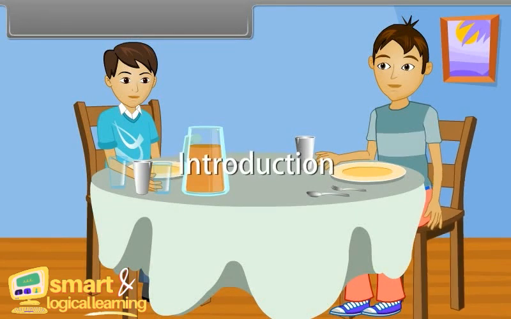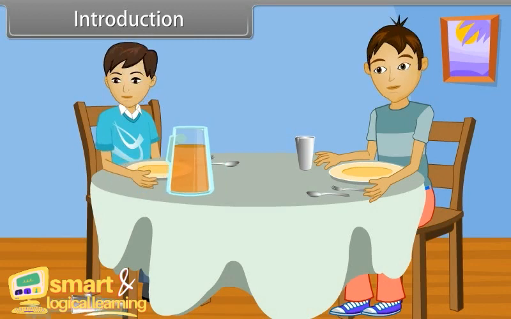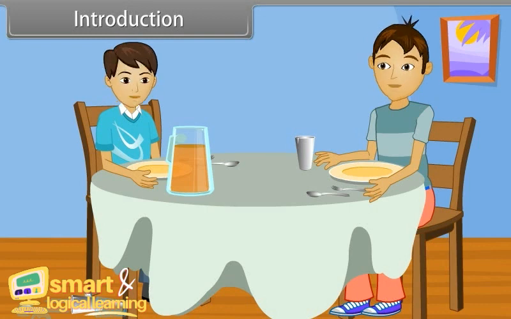Introduction. Today, Ram and Vicky are sitting at the dining table and waiting for the dinner. Ram asked Vicky to pass the juice jar to him, but by mistake, Vicky hits some utensils and they fall down on the floor. Some of them were broken and some of them remain same.